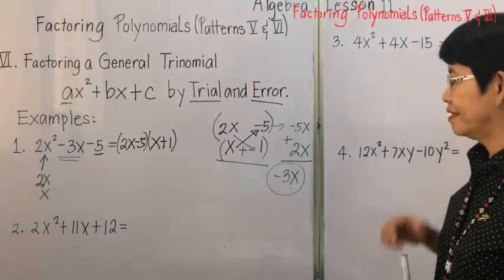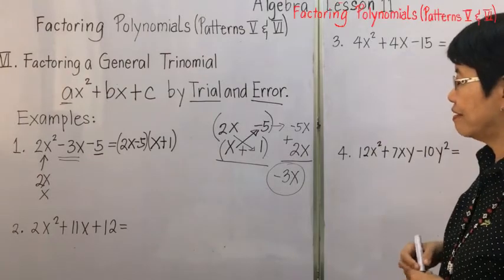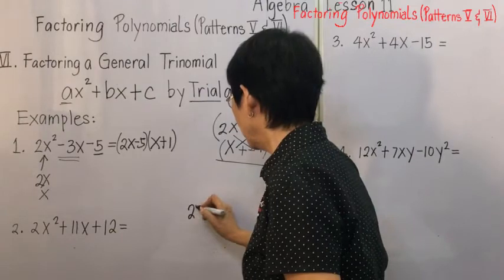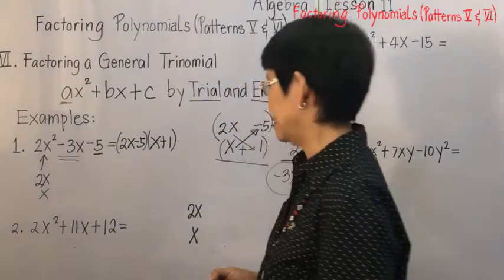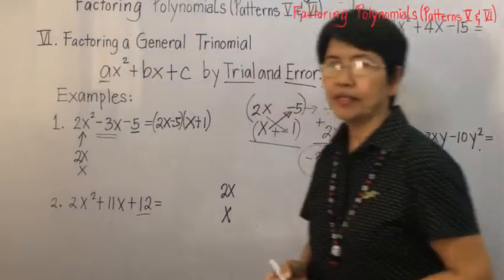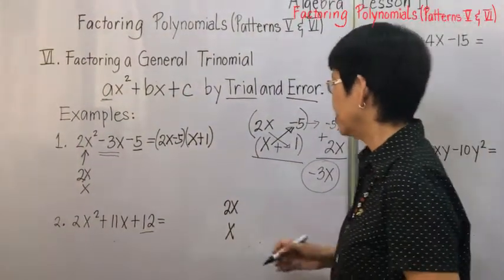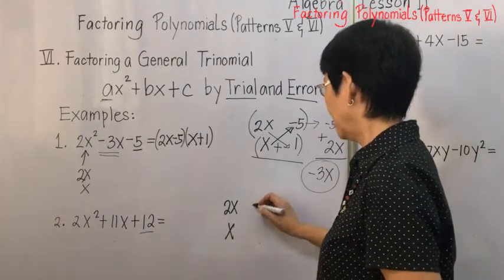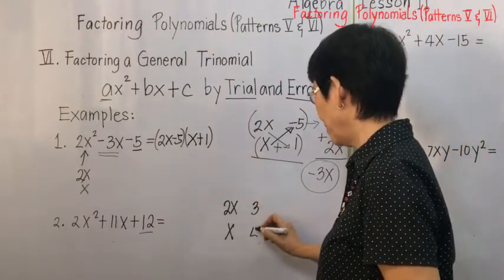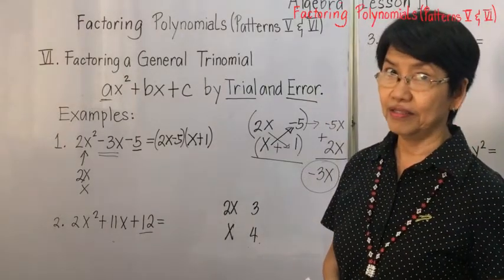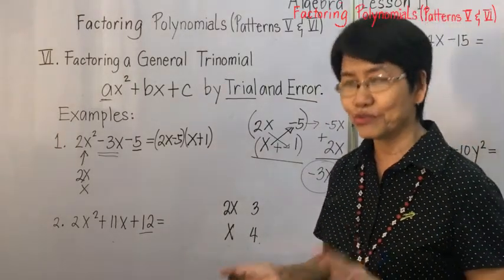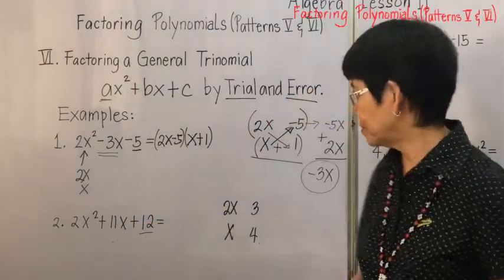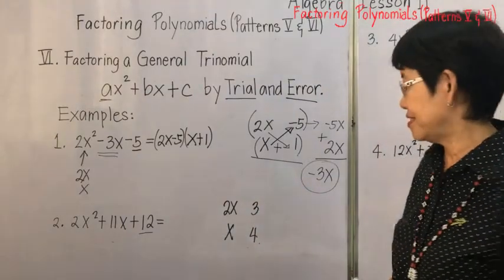Okay. Next, number 2. We have 2x squared. We factor that as 2x and x. And then the last term, we have 6 and 2, or 3 and 4. So if we take 3 and 4, that's trial and error. If it doesn't work, then you have to try again. Everything is positive, so all these factors are positive.